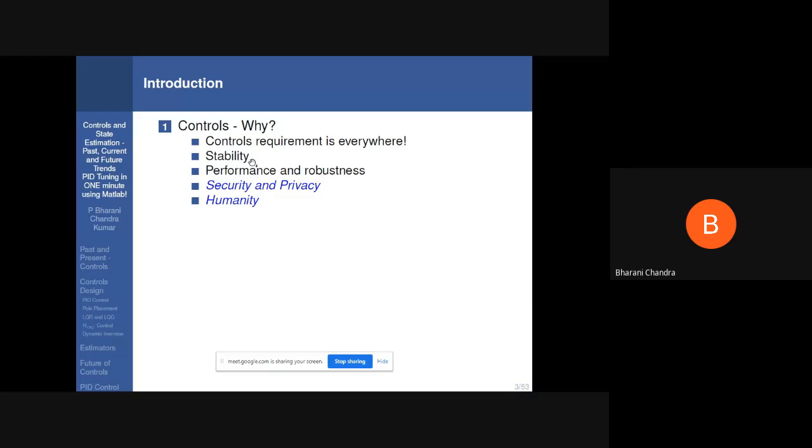The key parameters required to satisfy in control system design are stability, performance and robustness. These aspects have been very well understood in the control community for maybe the last century or so. People have been working in this area: stability, performance and robustness.